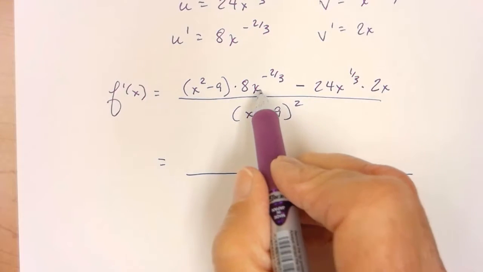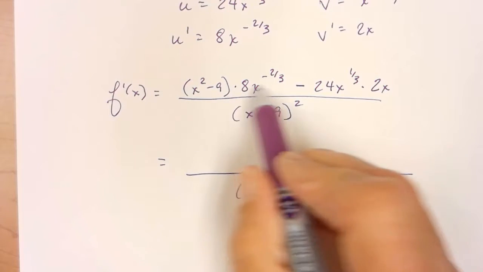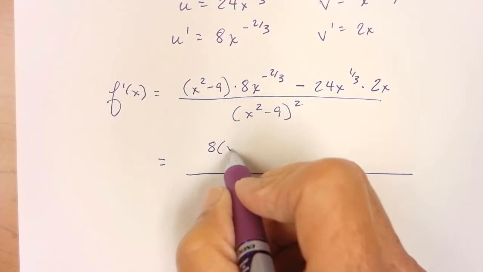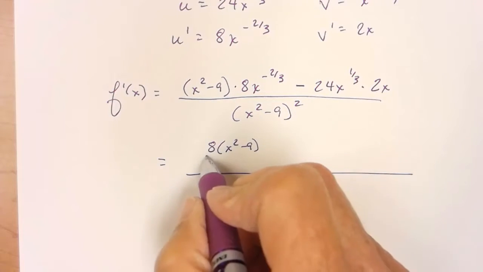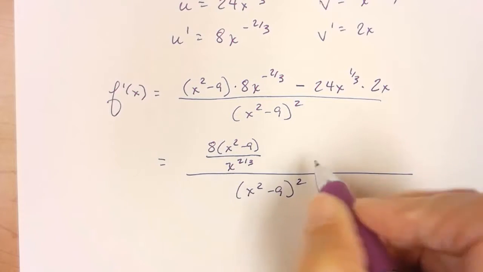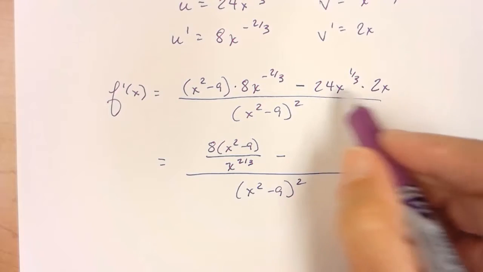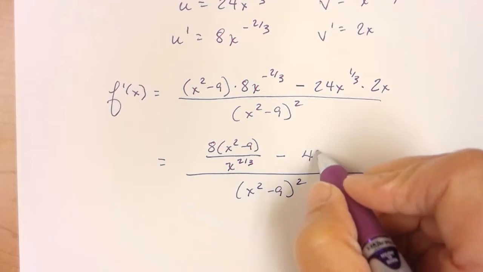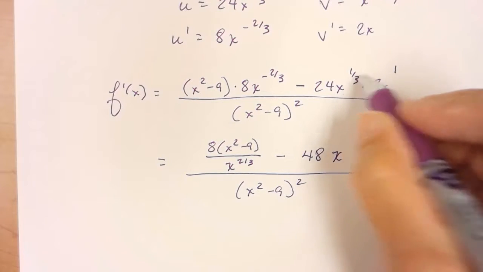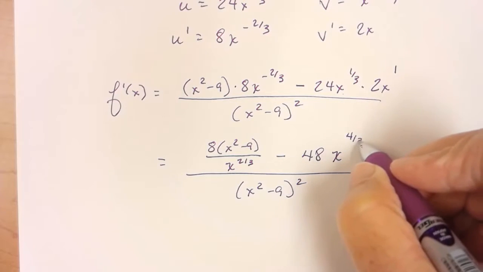Now this piece right here, I cannot move the x to the negative 2/3 in the denominator because I've got a binomial up top. But what I can do is move it to the denominator in the numerator. And you'll be able to see what will be going on here in just a second. So 24 times 2 would give me 48x, x to the 1/3 times x to the 1st. I add those exponents, so that would be 4/3.